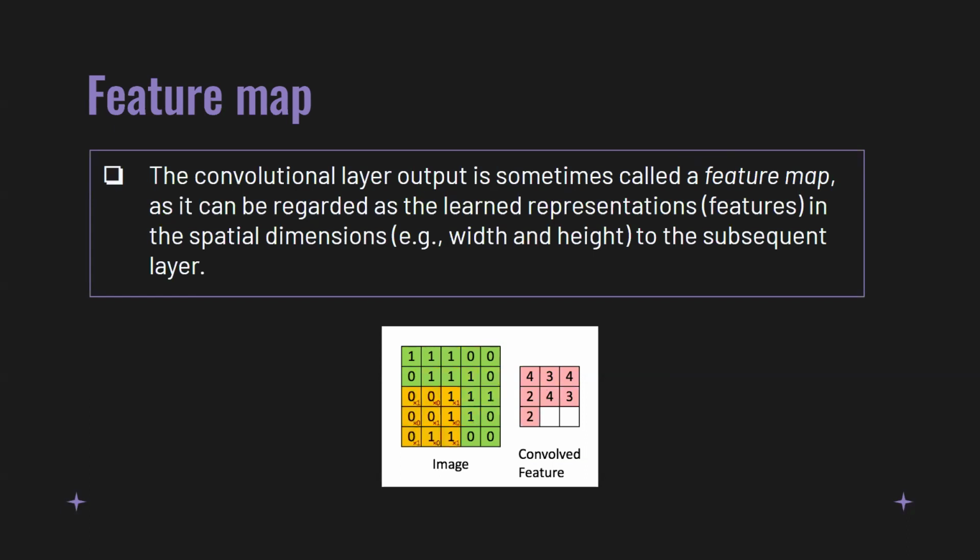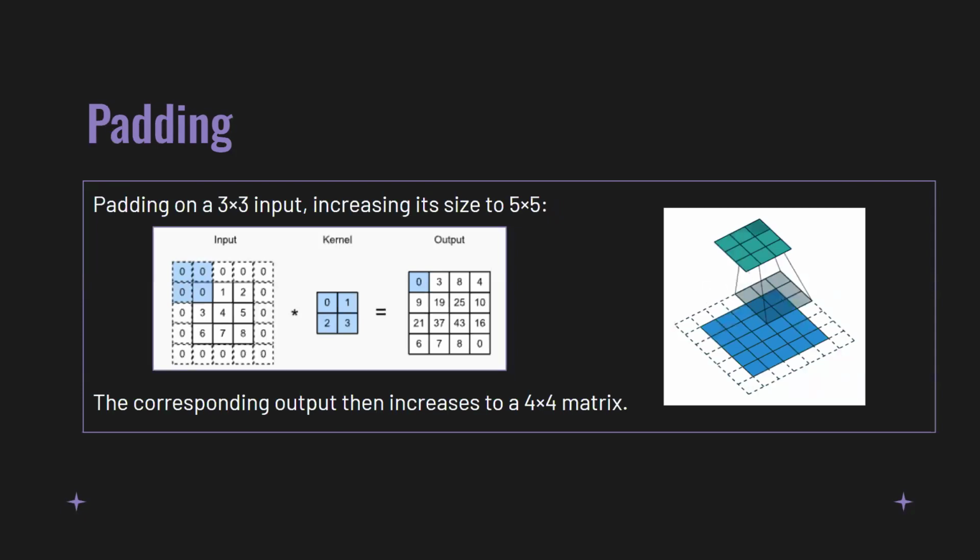So a feature map, the convolutional layer output, like the pink matrix, is sometimes called a feature map, as it can be regarded as a learned representation in the spatial dimensions to the subsequent layer. And now let's talk about padding.